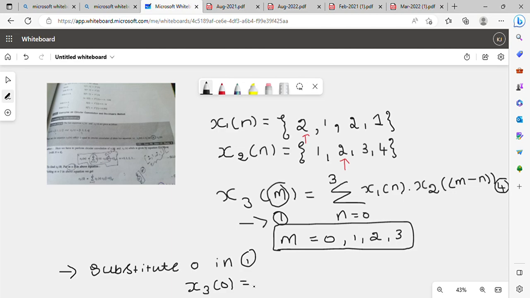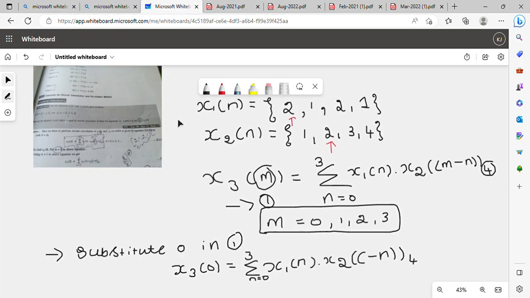Which is equal to the summation of n equal to 0 to 3 of x1 of n into x2 of, my m is equal to 0, so what is 0 minus n? That is (minus n) modulo 4, right? So this is (minus n) modulo 4, and now we are going to draw the circular convolution with respect to the given. Just give me a minute.